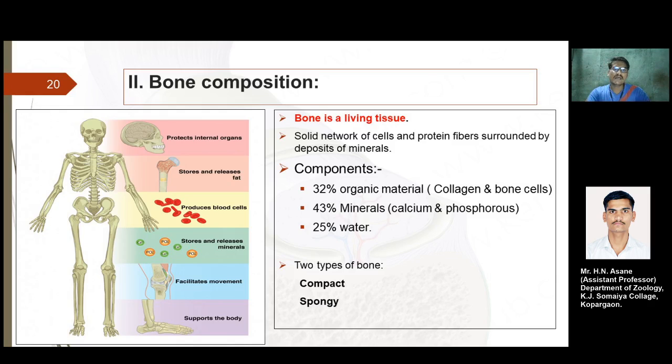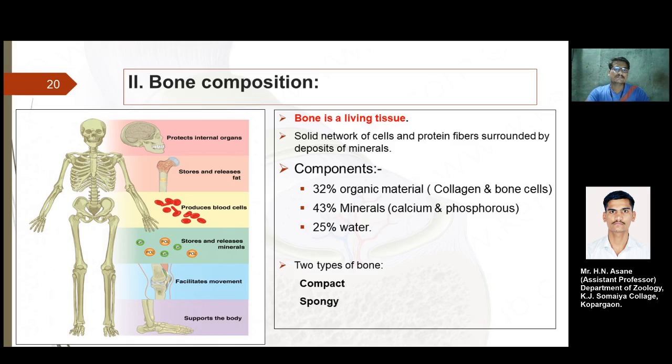Bone has a solid network of cells and protein fibers surrounded by deposits of minerals. The components of bone are: 32% is made up of organic material, that is, collagen and the bone cells; then 43% is minerals, like calcium and phosphorus; and the remaining 25% is water. More than 70% of our body is water, as we all know.